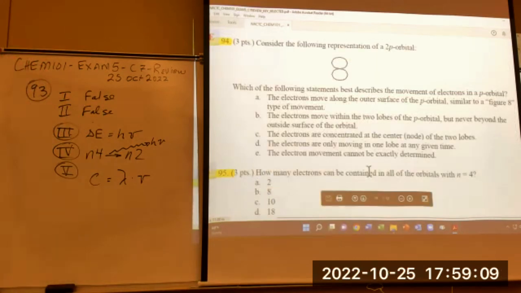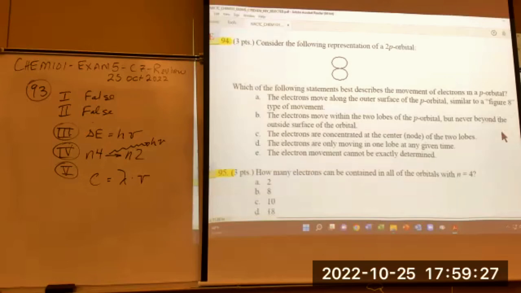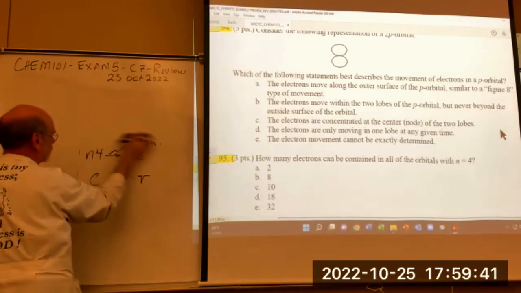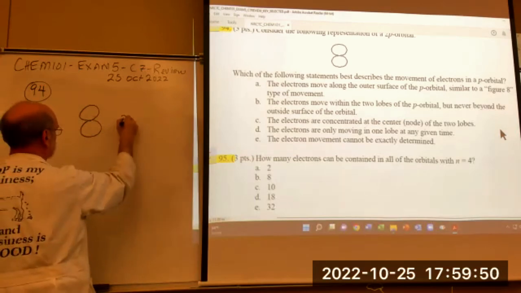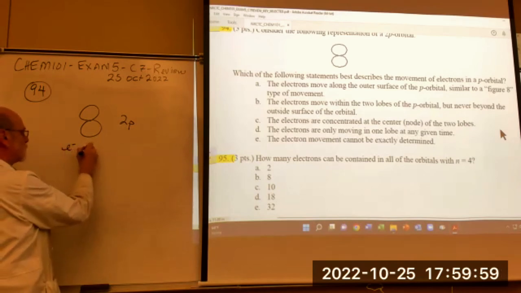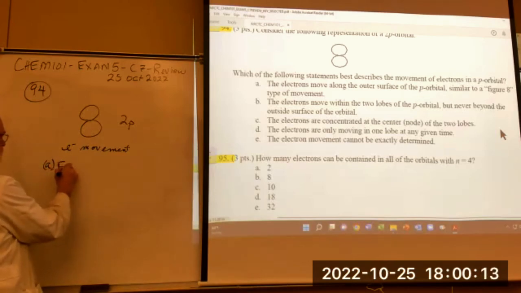All right. Not quite. 94. Oh, okay. Let me see if I can scroll just a little bit. There we go. 94. Consider the following representation of a 2p orbital. This is a representation of a 2p orbital. Okay. Which of the following statements best describes the movement of electrons in a p orbital? Electron movement is what we're after. The electrons move along the outer surface of the p orbital, similar to a figure 8. A is false.